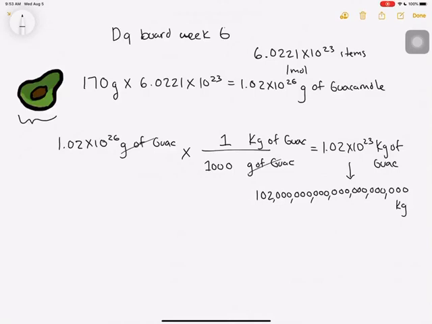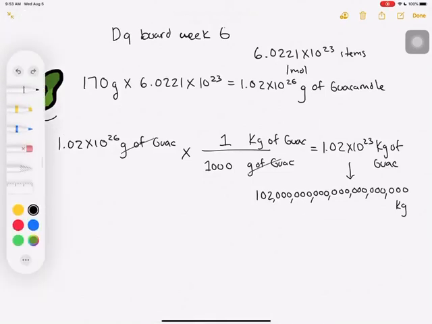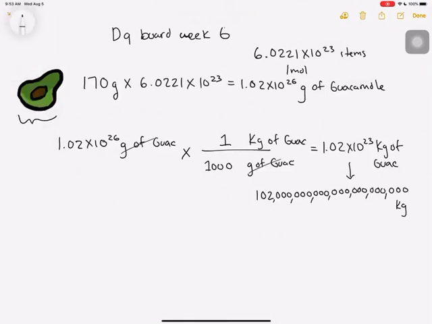And then it says, supposing that you have to feed this to the whole world, assuming the world population is going to be 7.2 billion people. This is a statistic from a couple of years ago, but that's fine. So we have to give all of this guac to every person in the world. I'm going to do a quick operation here, which is 1.02 times 10 to the 23 kilograms of guac.